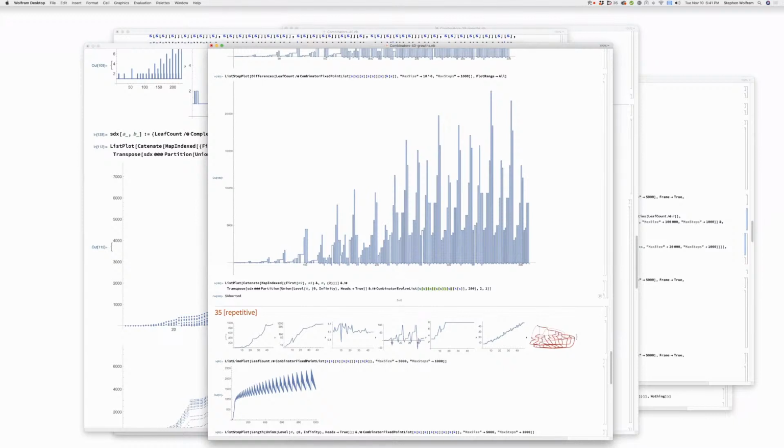Let's kill that. Okay, so I'm really getting very hungry here.